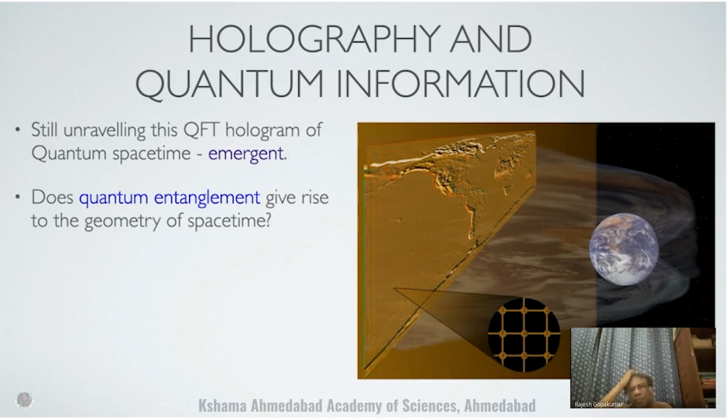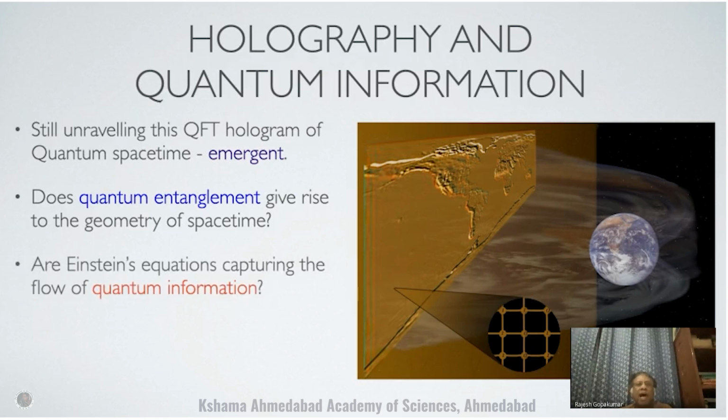And many ideas of quantum information are coming into this dictionary, for instance, the entanglement between quantum states. Maybe that has a role in determining the geometry of space-time. And in some ways, maybe Einstein's equations are capturing the flow of quantum information in some limit. So these are very fascinating questions which are currently at the forefront of research.